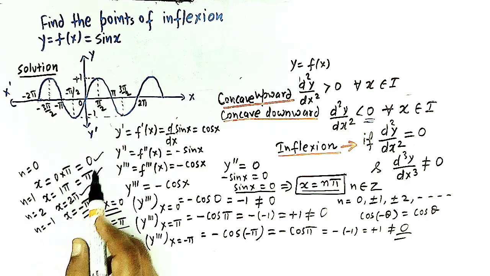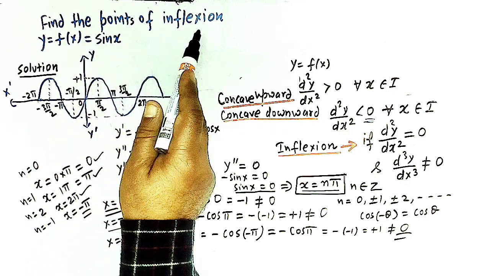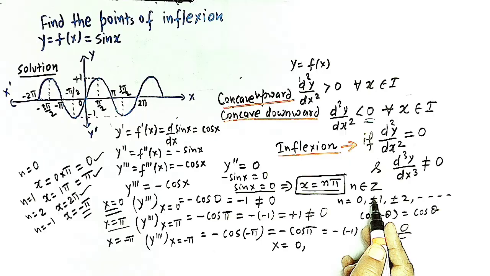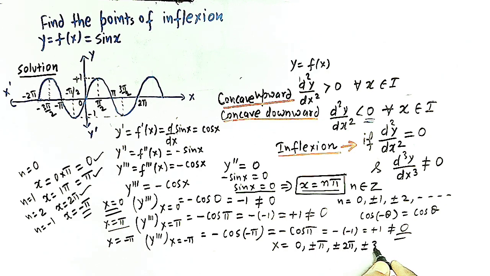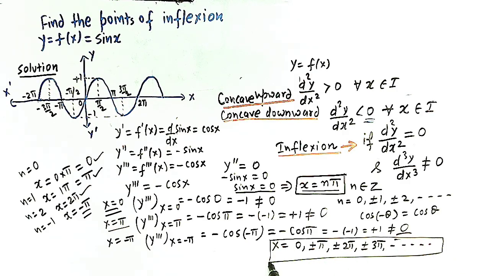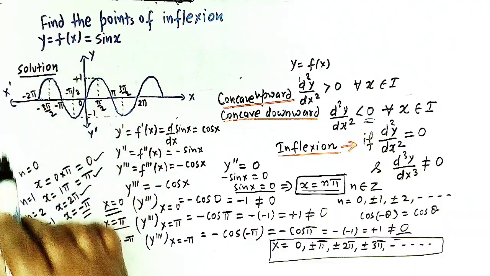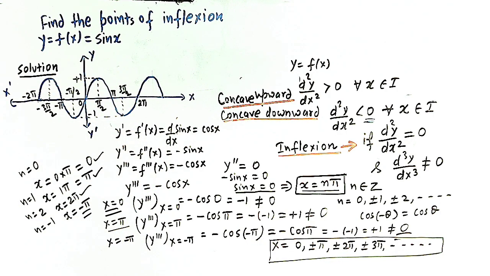So we have the points of inflection as x is equal to 0, then taking n is equal to ±1, we have ±π, then ±2π, ±3π, and so on. So these are the points of inflection of this curve, that is y is equal to sine x, right.